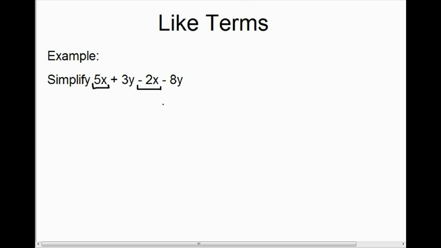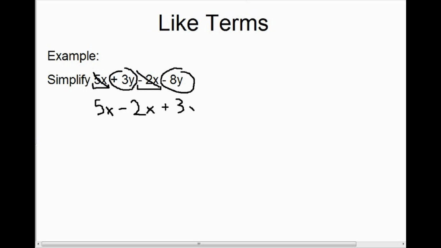So when you have a long math sentence like this with different variables in it, the first thing I suggest you do is rearrange the question so that the like terms are together. So 5x and minus 2x are like terms, so we can put those next to each other. And I like to cross them out as I rearrange just to make sure I don't forget any. Next we have plus 3y and minus 8y. And those are like terms, so again, we can put those together.